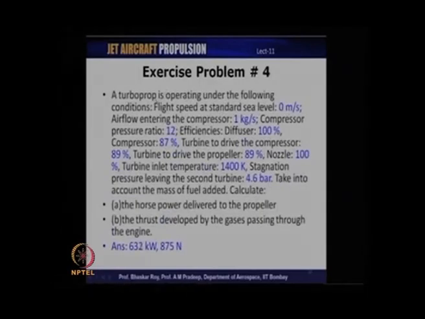And the last problem is to do with a turboprop. Turboprop operating under sea level conditions with flight speed 0. Airflow entering the compressor is 1 kg per second, compressor pressure ratio is 12, all the efficiencies are given. Turbine inlet temperature is 1400 Kelvin, stagnation pressure leaving the second turbine is 4.6 bar, and we need to calculate the horsepower delivered to the propeller, that is by the power turbine, and the thrust developed by the gases passing through the engine. So, the power developed by the propeller is 632 kilowatts and the thrust developed by the nozzle is 875 Newton.